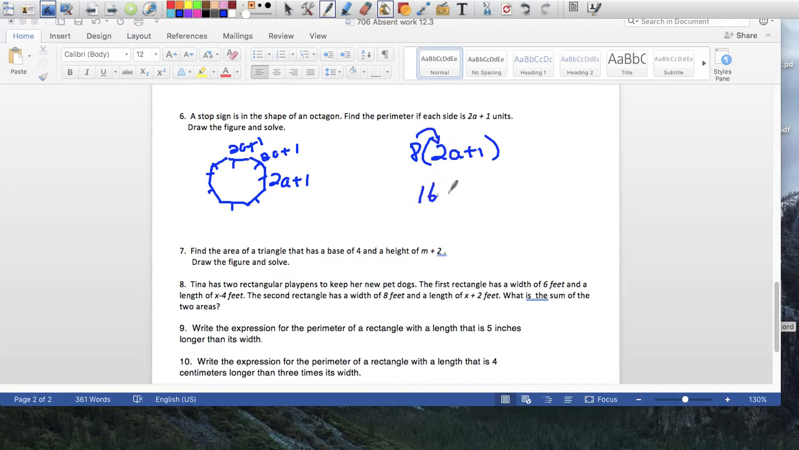Multiply that. We get 16a. Multiply these two terms, and we got 8. They're both positive. Final answer, 16a plus 8.